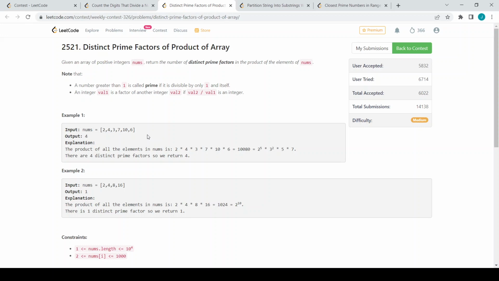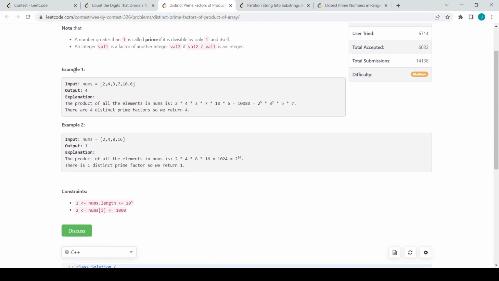The second problem of this weekly contest is distinct prime factors of product of the array. What does the problem state? Given an array of positive integers nums, return the number of distinct prime factors in the product of elements of nums. Note that a number greater than 1 is called prime if it is divisible by only 1 and itself. An integer val1 is a factor of another integer val2 if val2 divided by val1 is an integer. So what is this example?